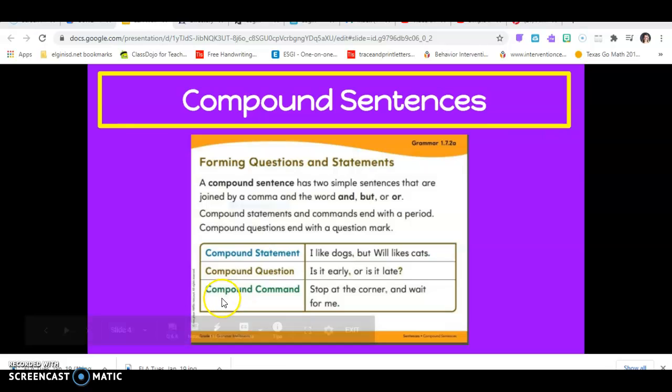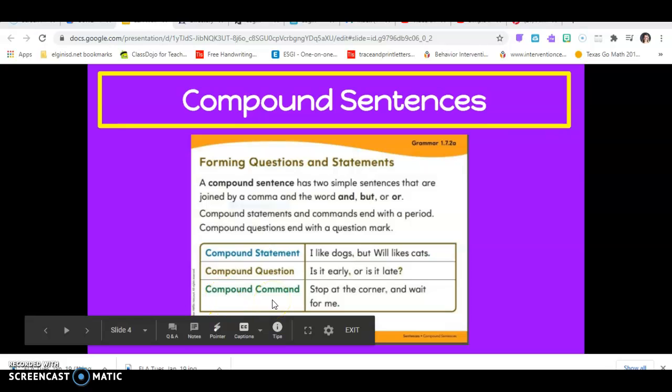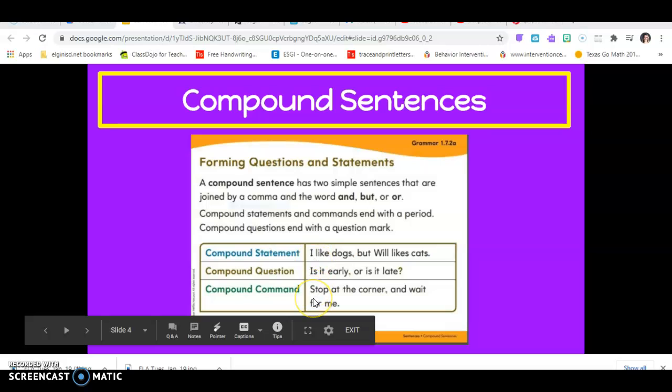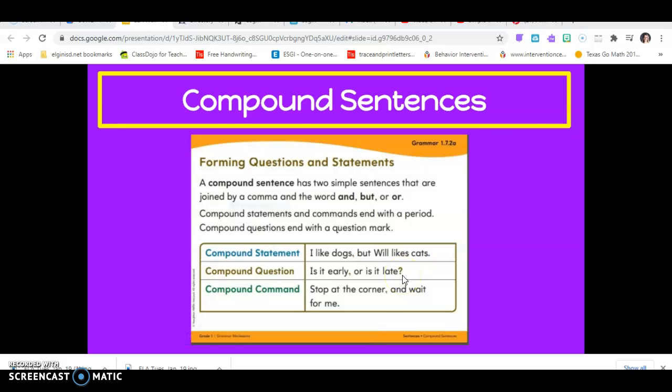And a compound command is telling you to do something. Stop at the corner, comma, and wait for me. Okay, so it is telling you to do something in that sentence. Stop at the corner and wait for me. All of these sentences begin with a capital letter, and all of them end with a punctuation mark. Statements and commands end with a period, and questions end with a question mark.